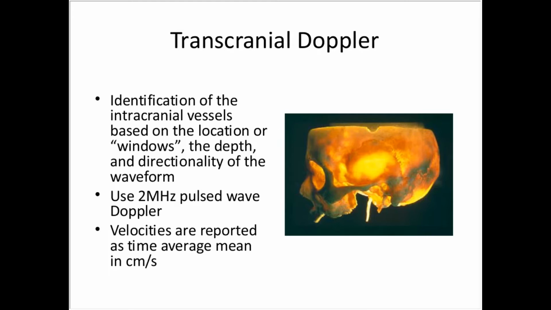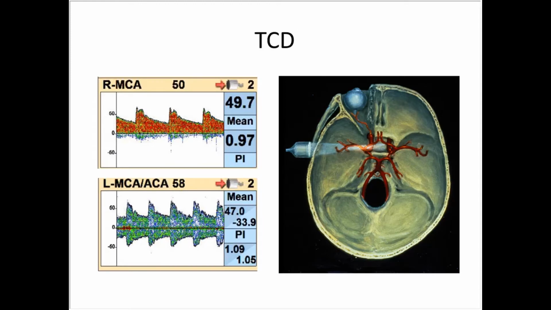And here is a picture of a skull illuminated with a light. And you can see the thin area of the transtemporal bone compared to the rest of the cranium. And this is why we can insonate through the transtemporal approach. When I say transcranial Doppler, I'm talking about the non-imaging technique.